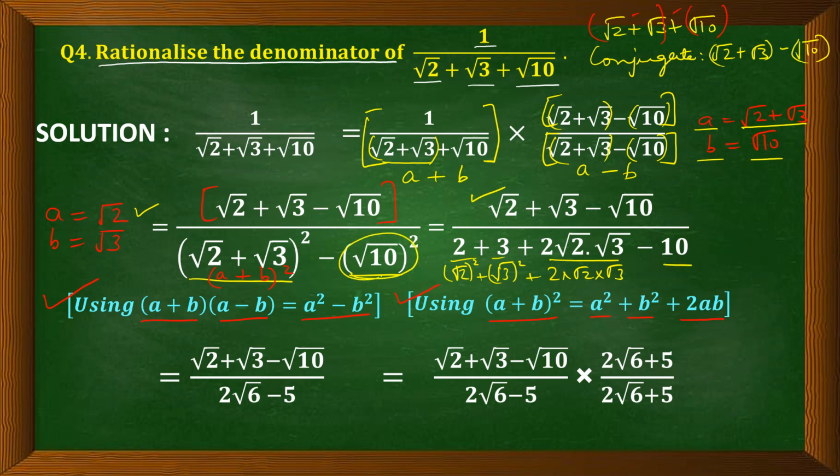Now 2 plus 3 is 5. 5 minus 10 is minus 5. So minus 5, and 2 into 3, 6 under the root. So 2 into root 6. And in the numerator the conjugate as it is, right?